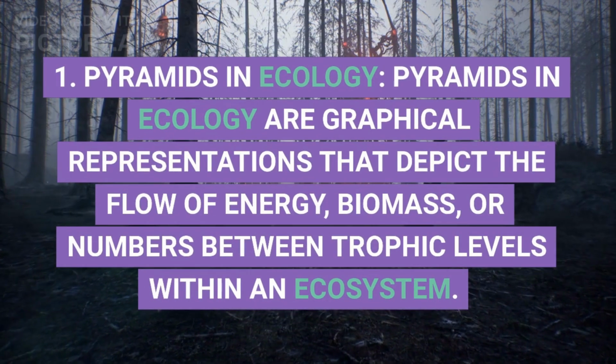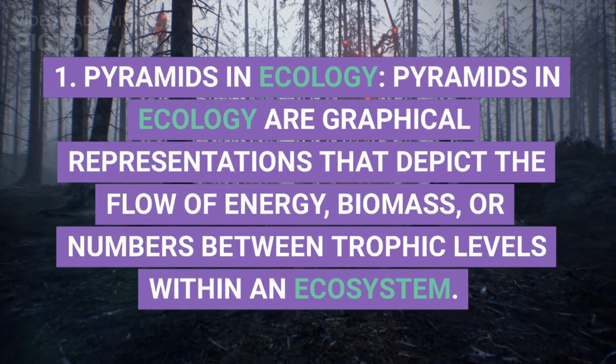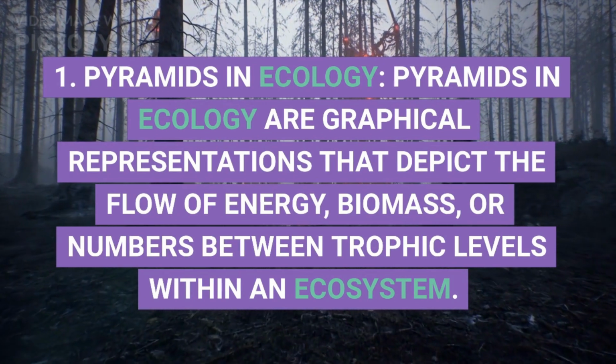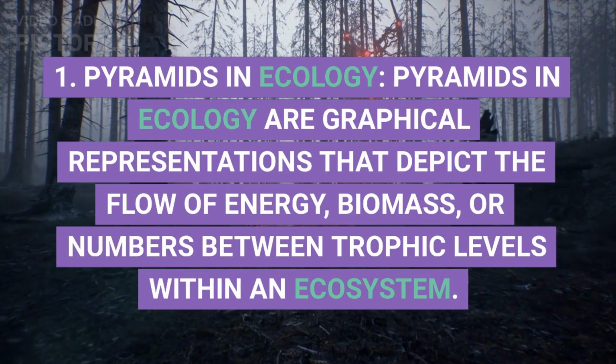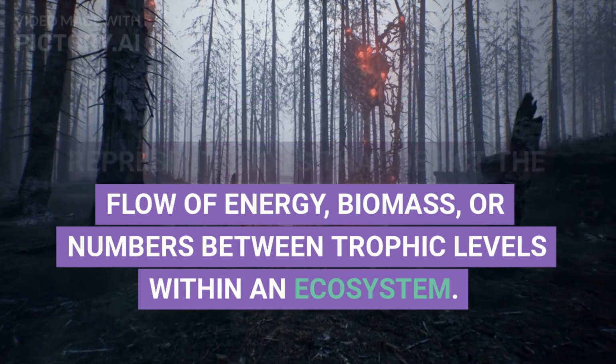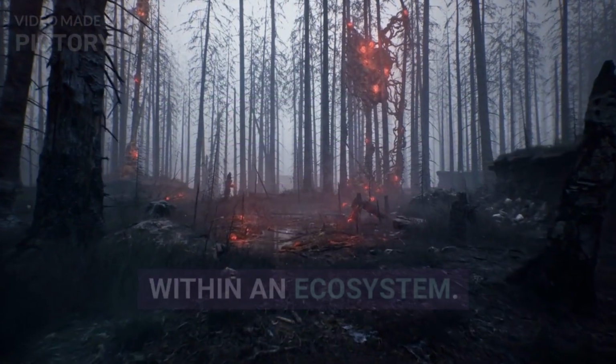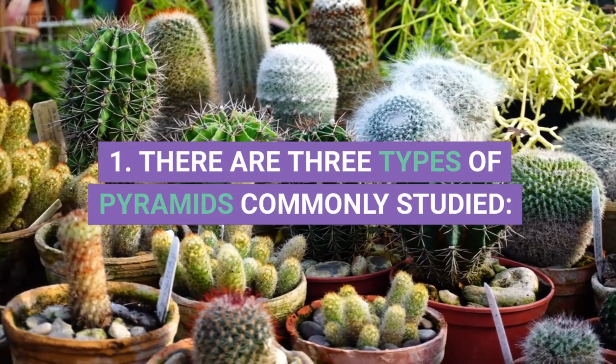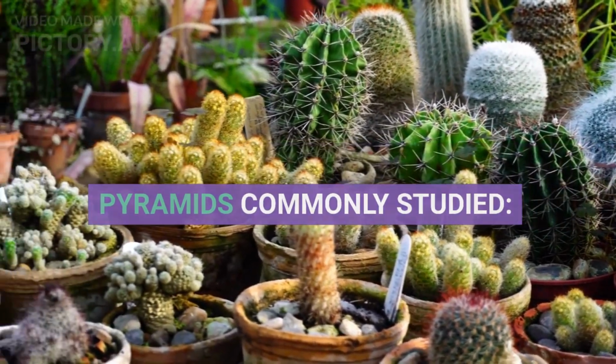1. Pyramids in ecology. Pyramids in ecology are graphical representations that depict the flow of energy, biomass, or numbers between trophic levels within an ecosystem. There are 3 types of pyramids commonly studied.